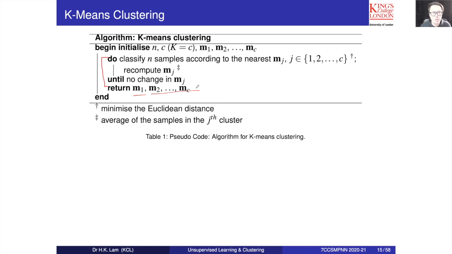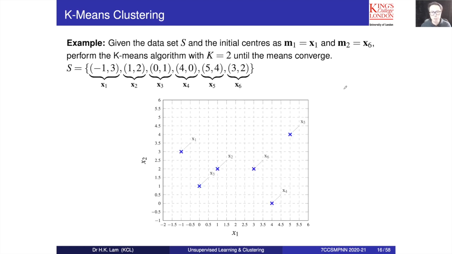For example, if the clustering centers do not change for several iterations, then we stop. In this slide, I'm not going to explain the details. Instead, I'm going to use the example right here to explain the pseudocode line by line.